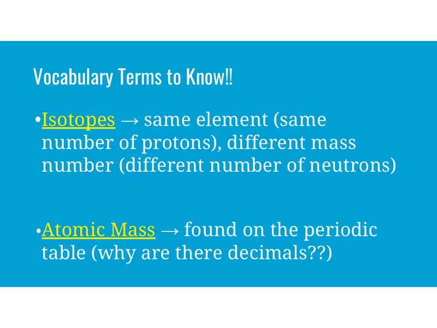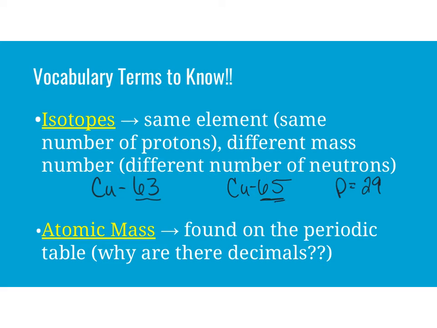That brings us to a few more vocab terms that we need to know. Our first one is isotope. It means the same element, meaning the same number of protons, but it has a different mass than normal, so a different number of neutrons. What we saw previously is we had copper 63 and we also had copper 65. We know that both of them have the same number of protons, which was 29, and each one is going to have a slightly different number of neutrons.